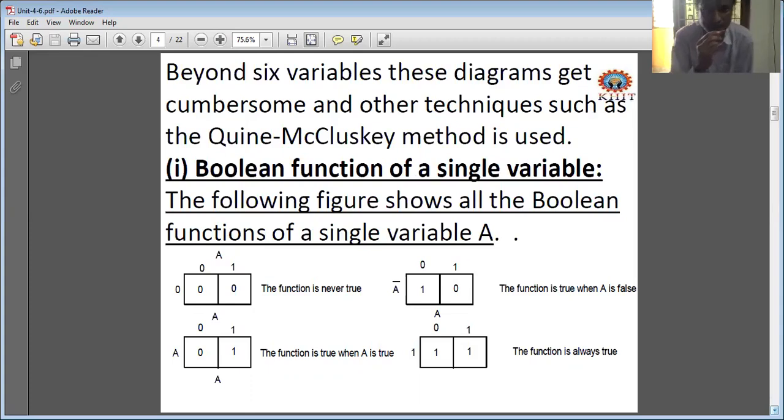Boolean function of a single variable. The following figure shows all the Boolean functions of a single variable A. For a single variable, what are the different functions? 0 is one, and 1 is the second. 0 means the function is never true. 1 means the function is always true. A means the function is true when A is true. A bar means the function is true when A is false.